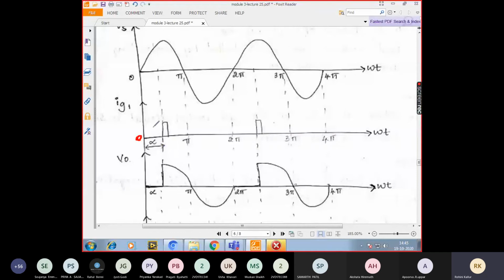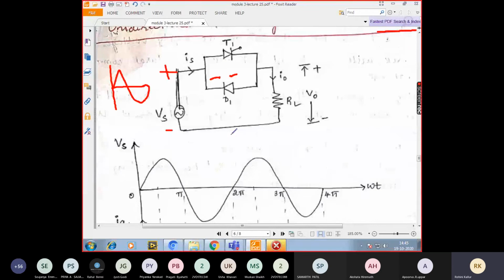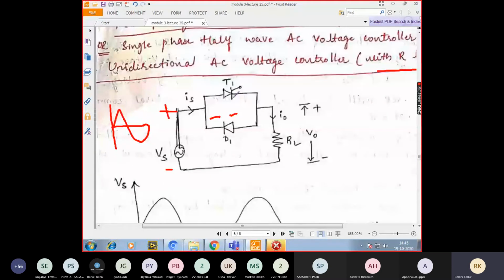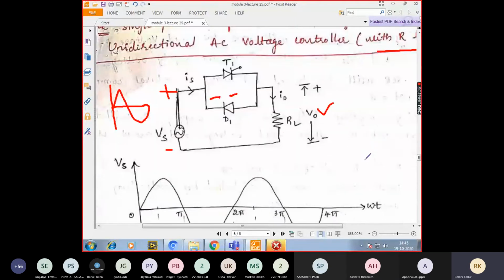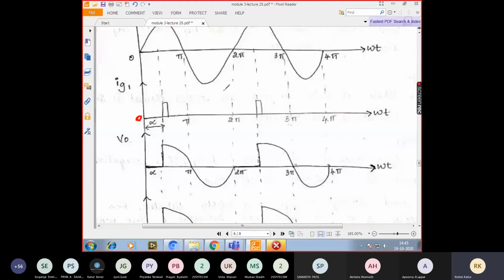In this particular duration, your thyristor, which is in forward blocking mode, is waiting for the gate current to be applied. So it is not on. Once the device is not on, the load will not be getting any current, and because of which there is no development of output voltage. Correct? Following till here?